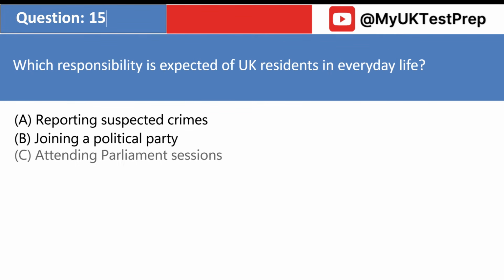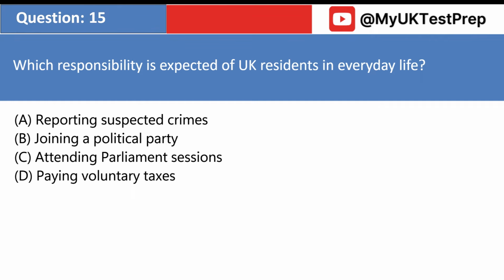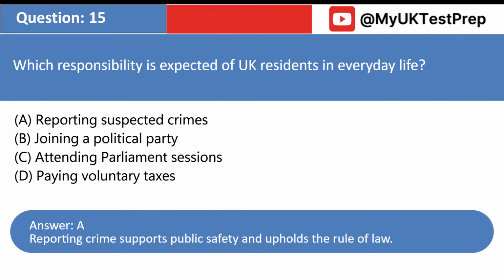Which responsibility is expected of UK residents in everyday life? A. Reporting suspected crimes. B. Joining a political party. C. Attending Parliament sessions. D. Paying voluntary taxes. Answer: A. Reporting crime supports public safety and upholds the rule of law.